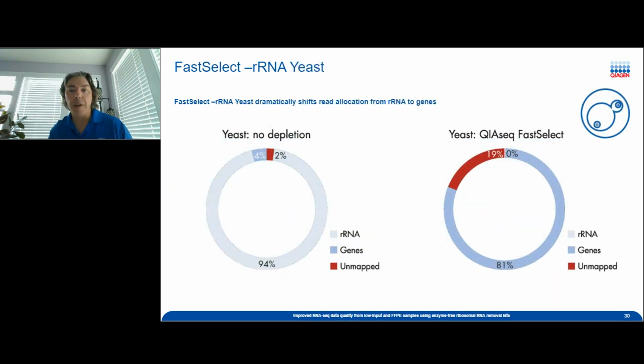And lastly, some data around yeast. We can see with yeast that we go from 94% ribosomal RNA down to removing basically all the ribosomal RNA. Sometimes around some of the data that you see here in red, you can see the unmapped percentages actually increases. And this isn't really bad data.